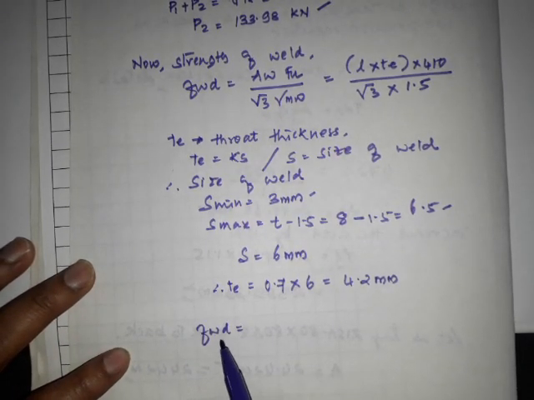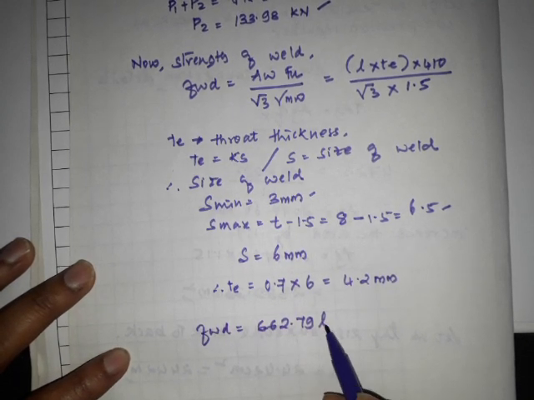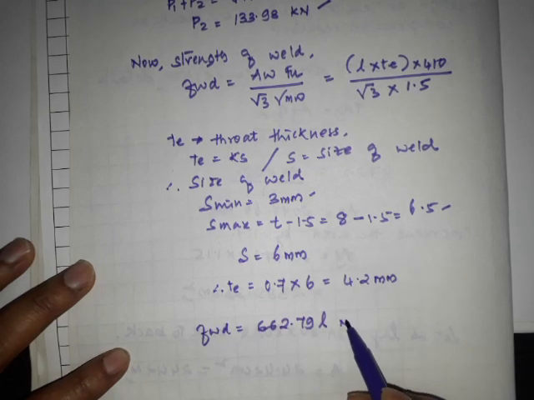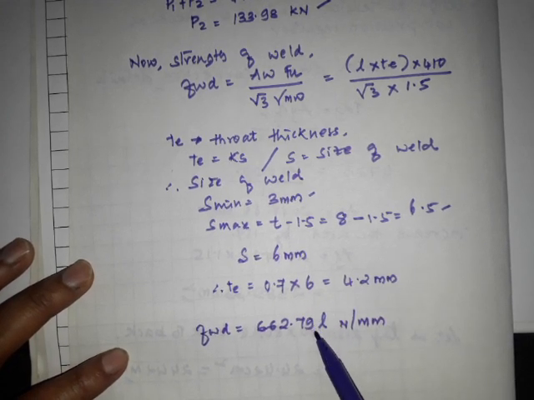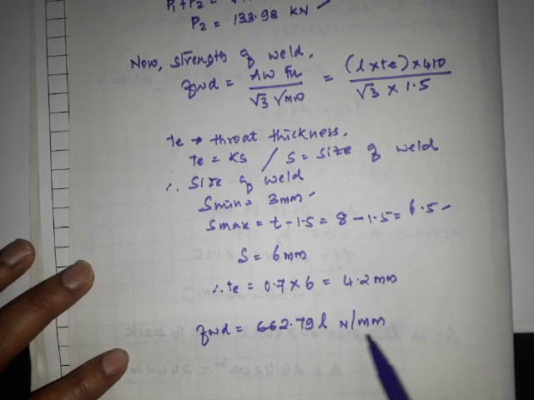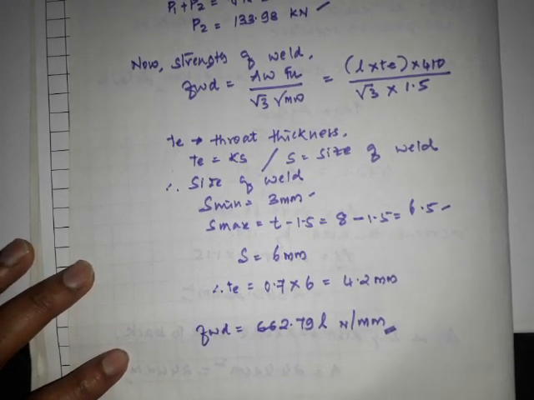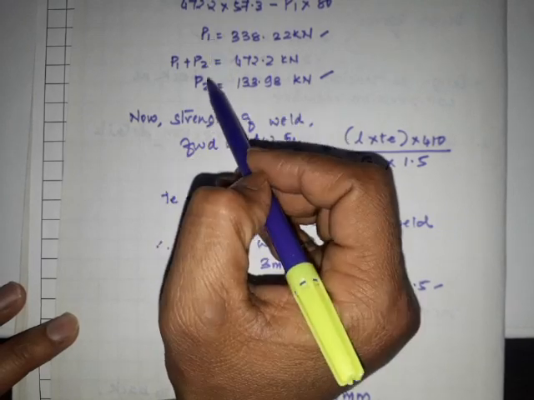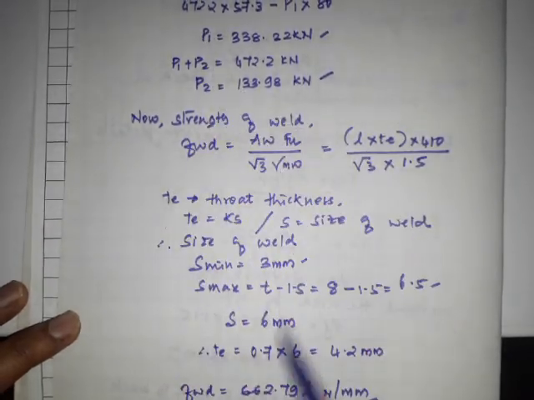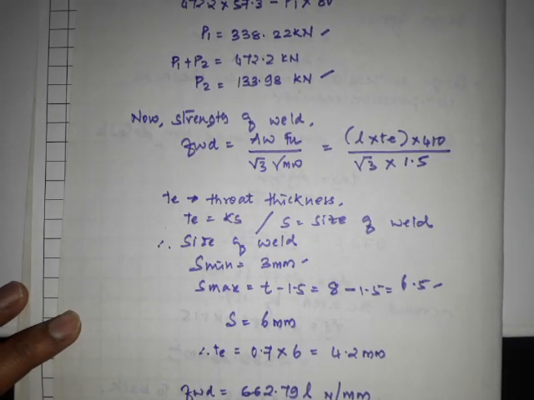So we get FWD is equal to 662.79 L Newton per mm. Okay, so this is the strength of weld you have got for length of 1 mm, per mm length. Now what you have to do? You have to equate this FWD to the forces applied over the edge of the member, that is nothing but P1 and P2. You equate P1 to FWD and find out L1, P2 to FWD again and find out LW2.